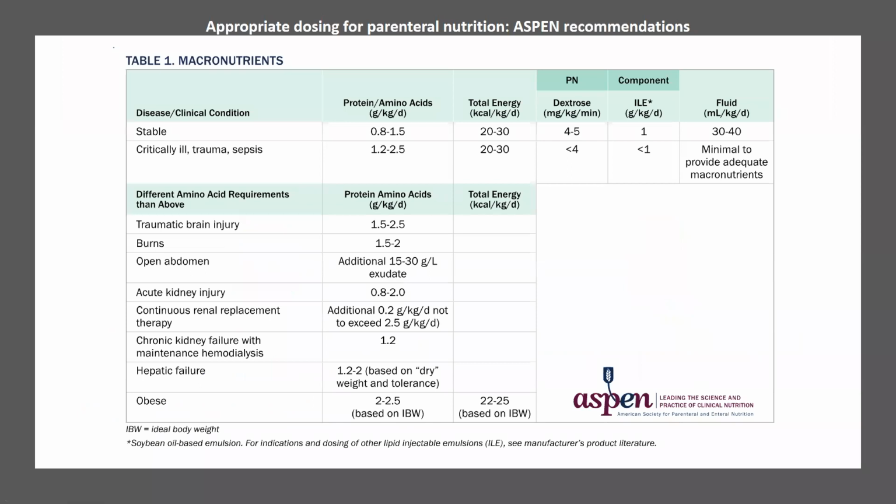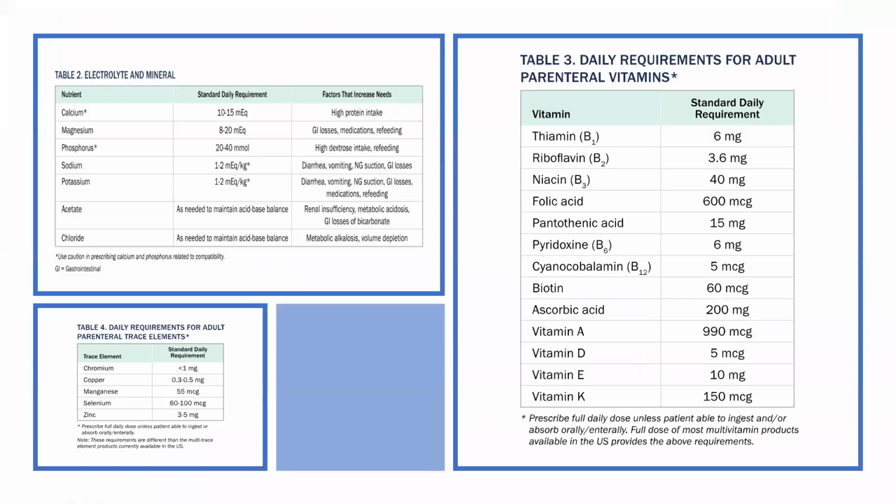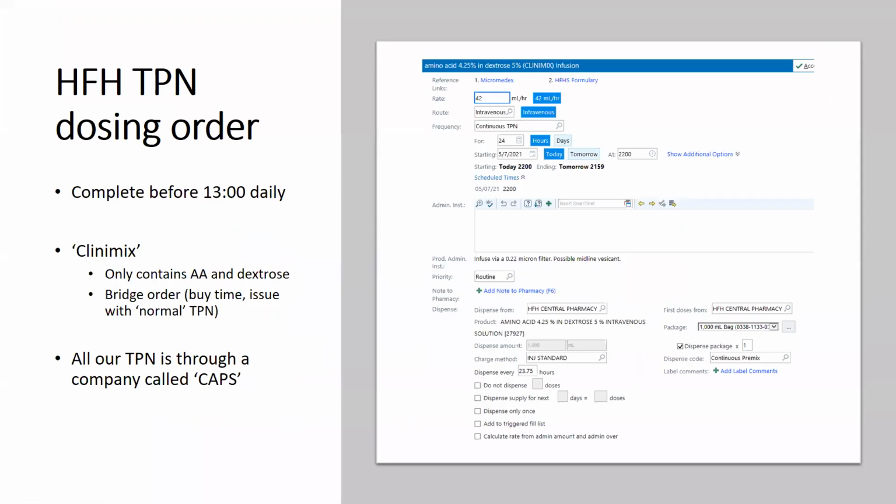ESPEN gives you some guidance. If you look on there, ESPEN parenteral nutrition gives you a walkthrough of the electrolytes and the minerals that you can include. At Henry Ford, a couple of things you have to keep in mind. If you want to put in parenteral nutrition, get it in at Henry Ford Hospital before 1 o'clock every day. Say for Macomb, it's 4 o'clock. Each institution has its own pharmacy that you're getting the order into.